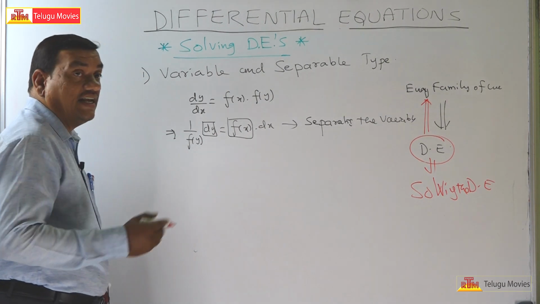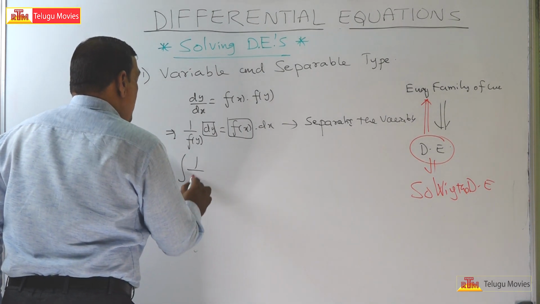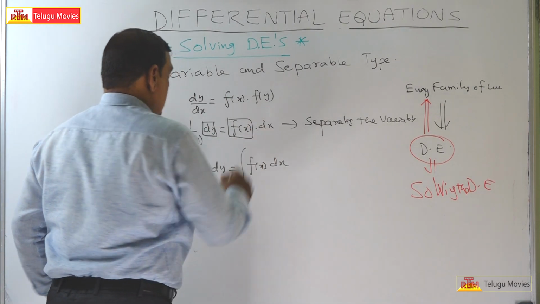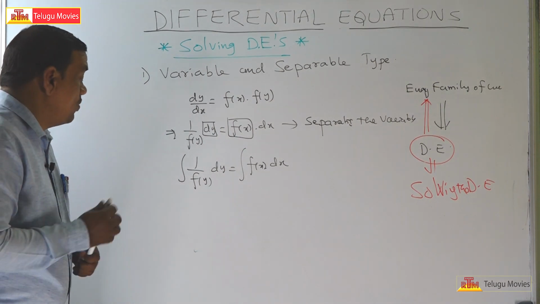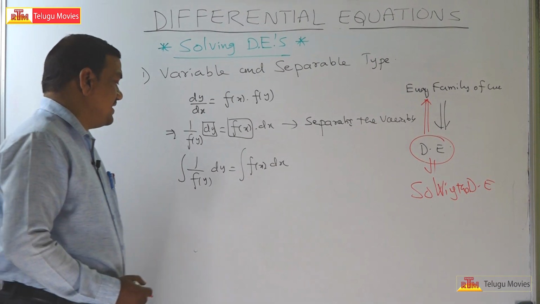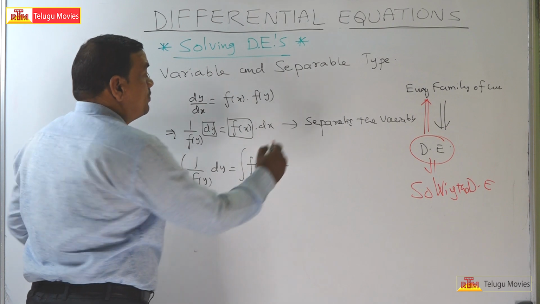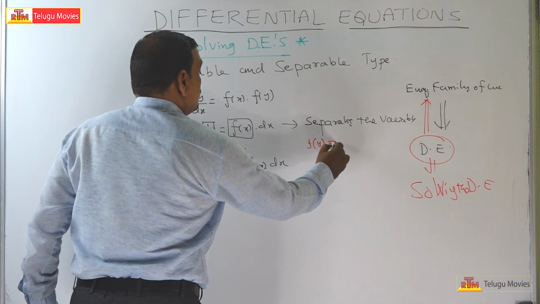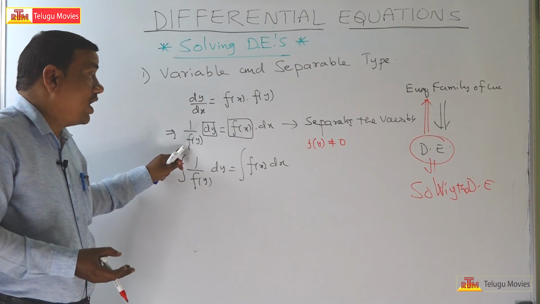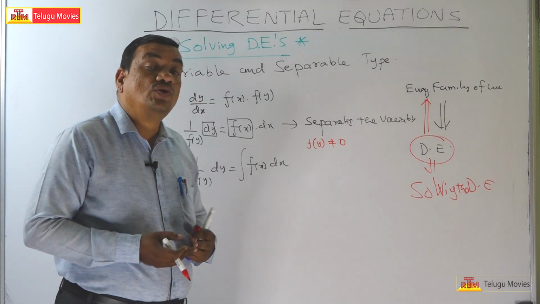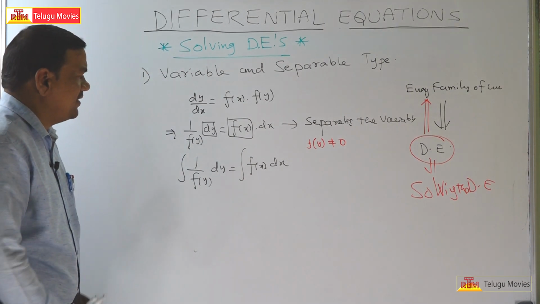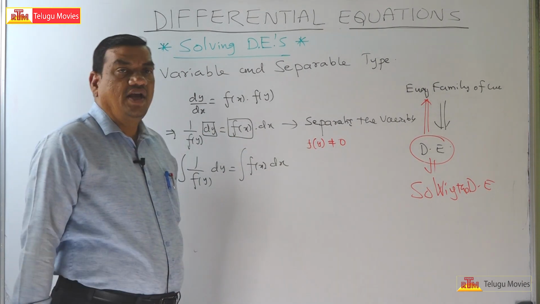Now let us take integrating on both sides. Integral 1 by f of y dy is equal to integral f of x dx. One thing you have to know here: f of y should not be equal to 0. You should be careful that whichever function we are taking in the denominator cannot be equal to 0 for any value of y. Keep that in mind. Otherwise everybody knows that.